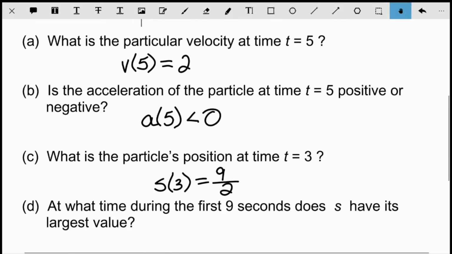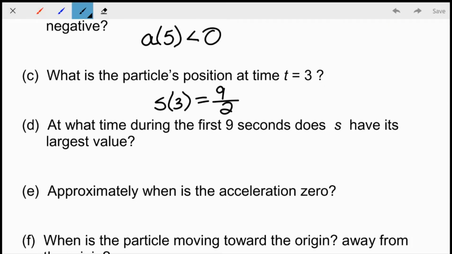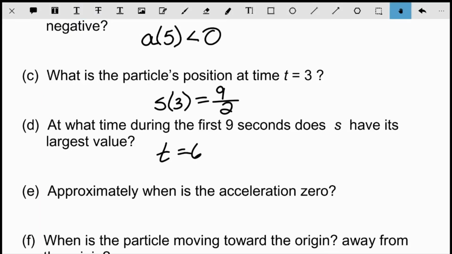So they didn't ask us to justify our answer, but that's how we would justify our answer if we needed to. So we would say it's at time equals 6 because at that point the velocity went from positive to negative. And that's the only maximum on our interval as well.